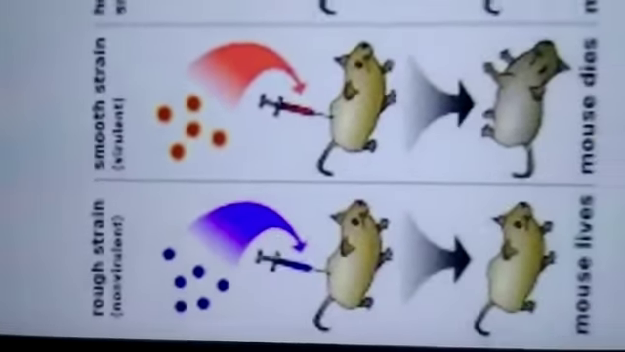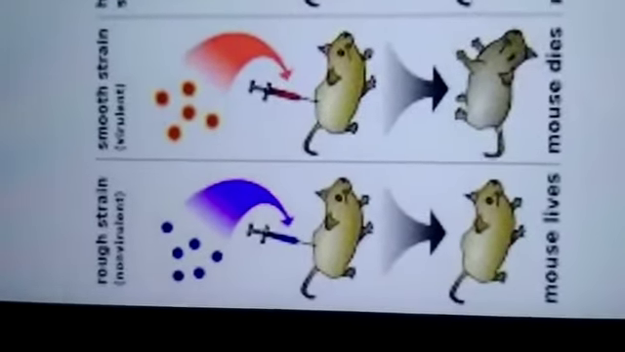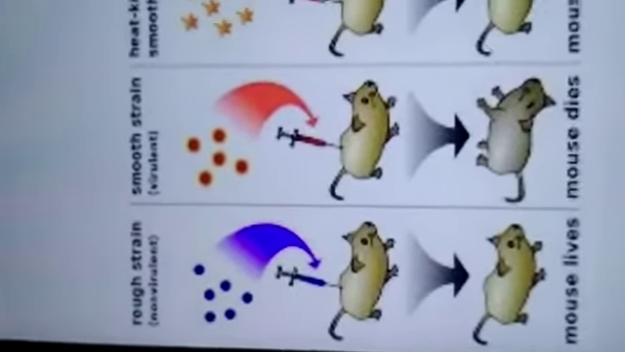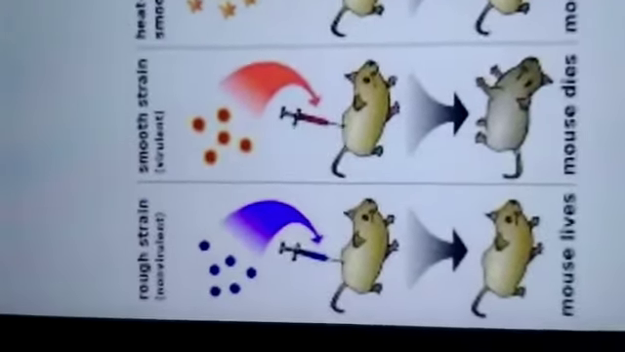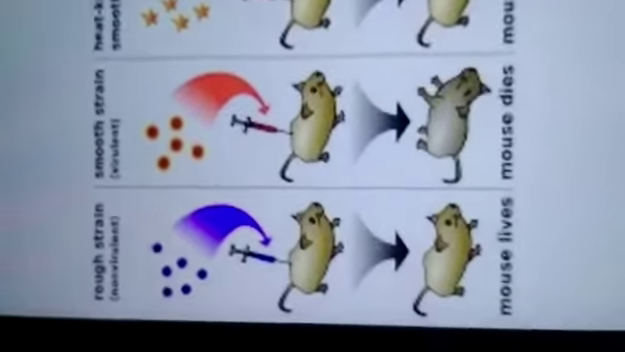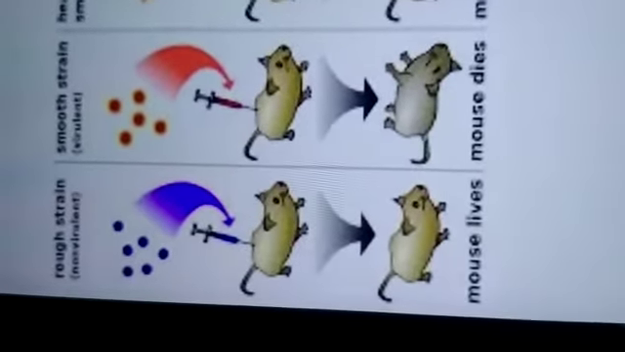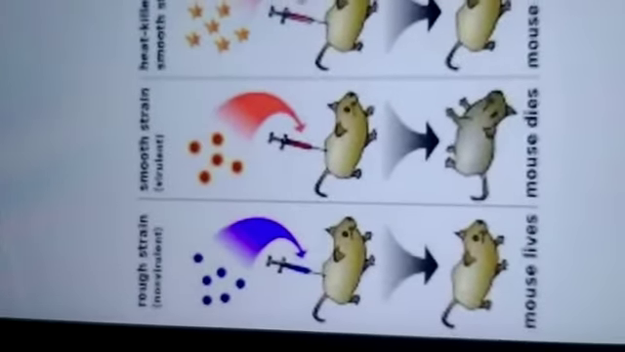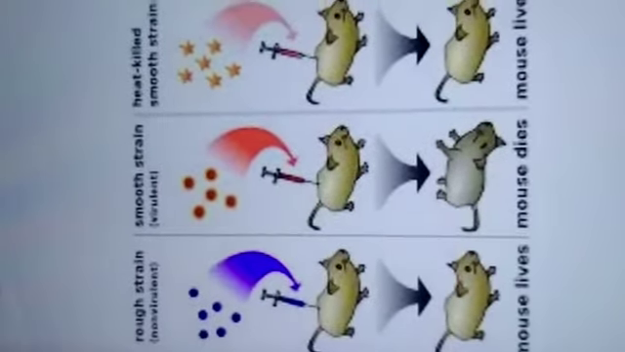So in his first experiment he inserted the rough strain into the mouse. As you can see, there is no impact and no effect of the R strain on the mouse, and after the injection of that R strain the mouse lives. Here you can see that the mouse lives because that strain was the non-virulent strain.